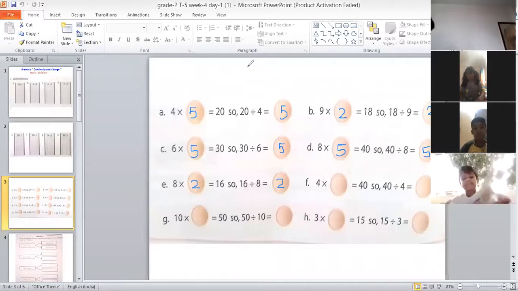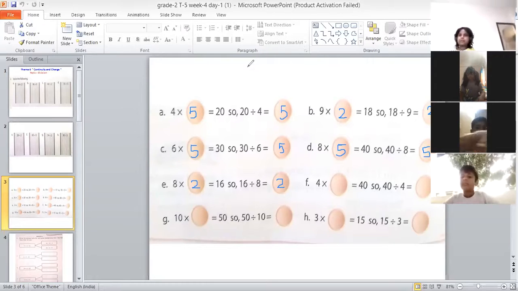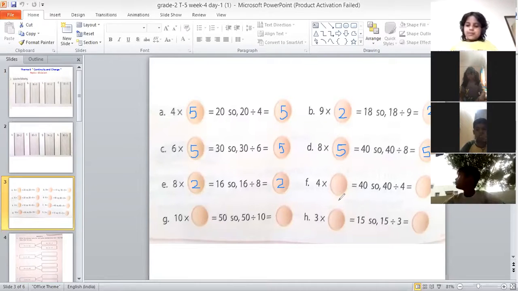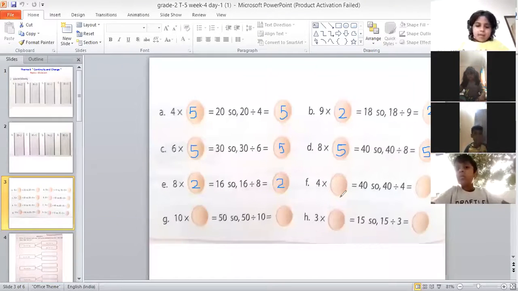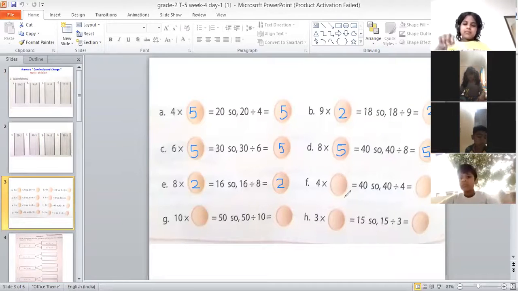Akshat, please unmute yourself and read the next question. Okay, ma'am. 4 multiplied by dash equals 40. We should multiply 4 by which number to get 40? 5, ma'am. Okay, 4 5s are 40. Good.